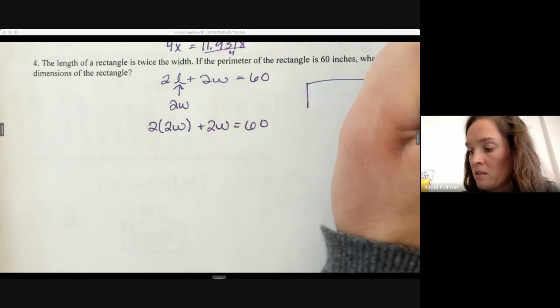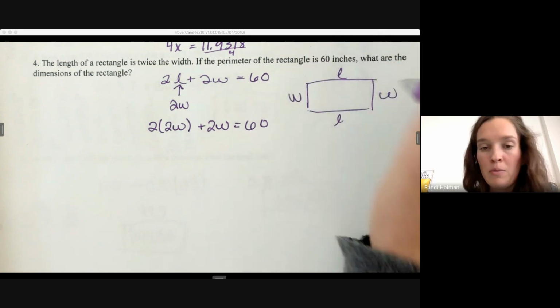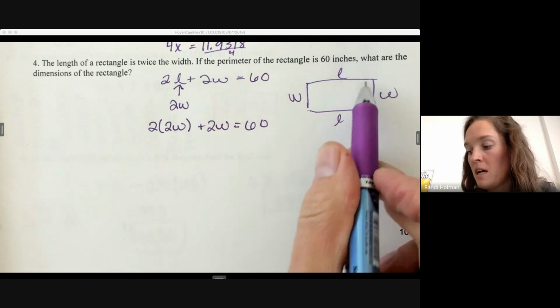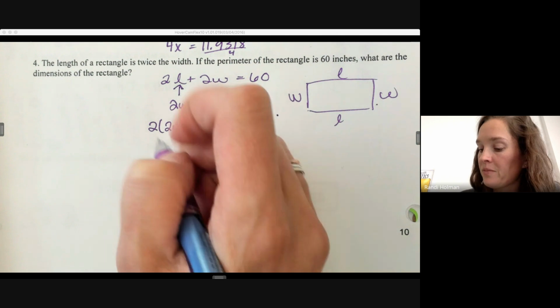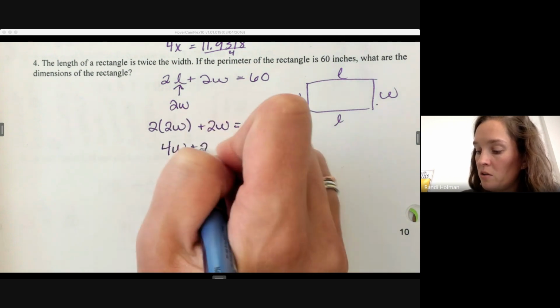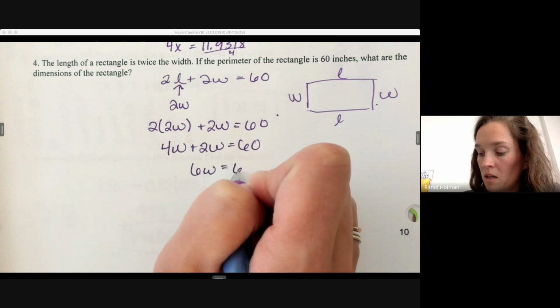If you're not sure about this, draw yourself a rectangle. Right here's L, L, W, W. The perimeter's all the way around, so W plus L plus W plus L, or 2W plus 2L. So 4W plus 2W equals 60. 6W equals 60. We're just simplifying.